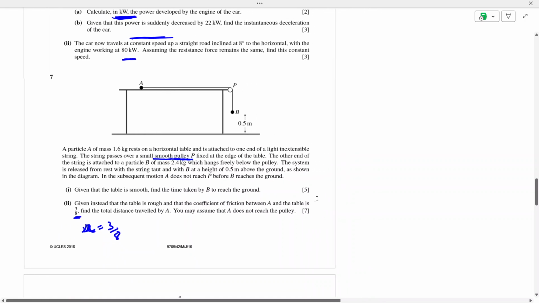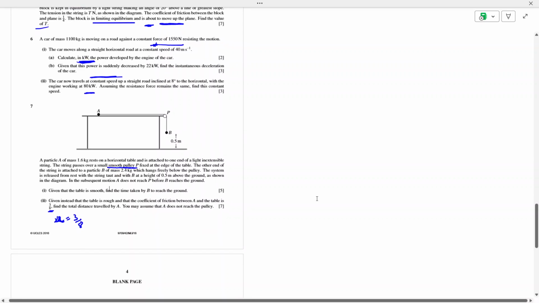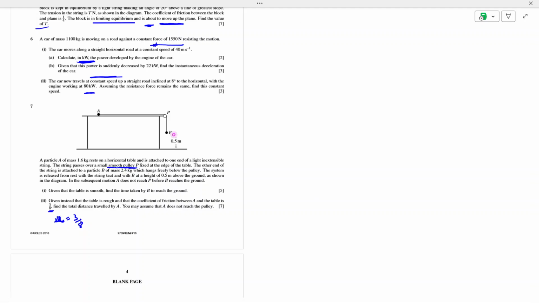How I would answer this question is to use intuition. That's the best way. You have to think about what's happening. As B moves down, it accelerates down. Remember, we found the acceleration of B. In this case it's going to be a much smaller value, since we now have friction slowing down A. So this is how I would think about it: as B accelerates downwards, after 0.5 meters, A is probably somewhere about here. So this is probably the 0.5 meters there.